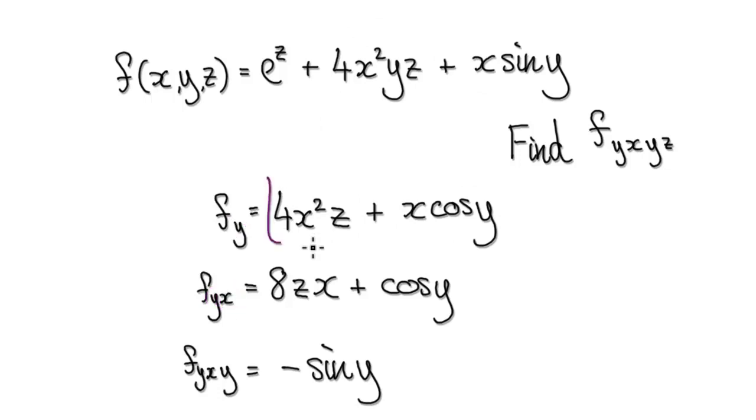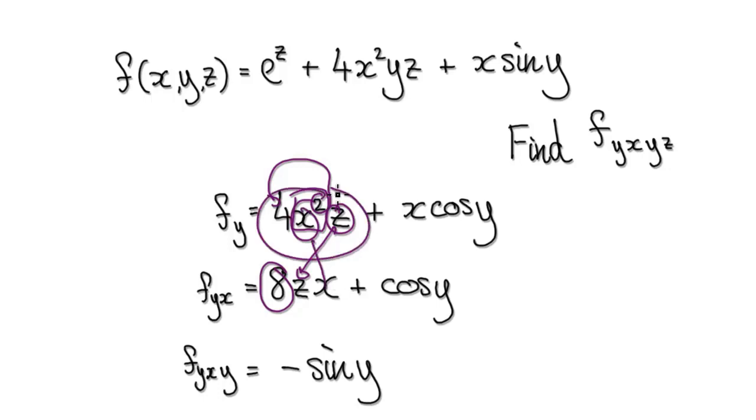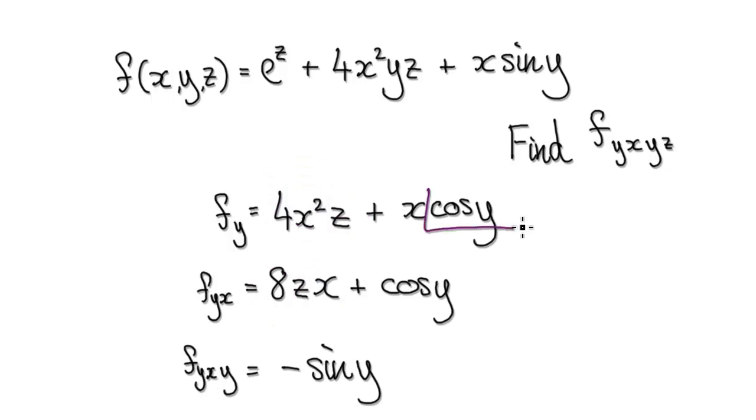So from here, differentiate it with respect to x. So the 2 will come down, so that will give you an x. You got your z here, and then differentiate this with respect to x, that will then give you this. And then differentiate this with respect to x, that will then just give you this constant here. So now we've done yx, now let's differentiate it with respect to y again.